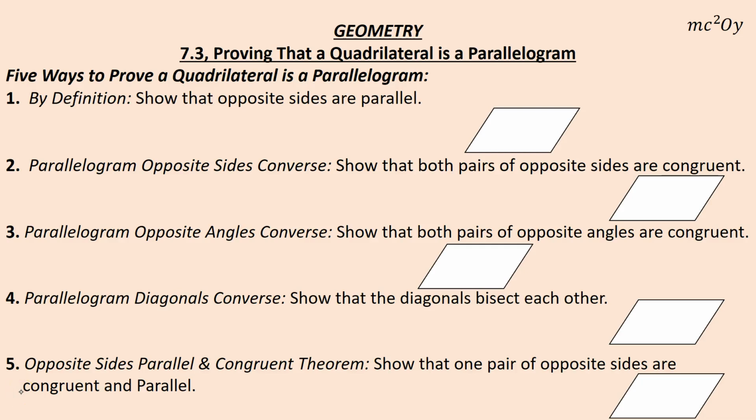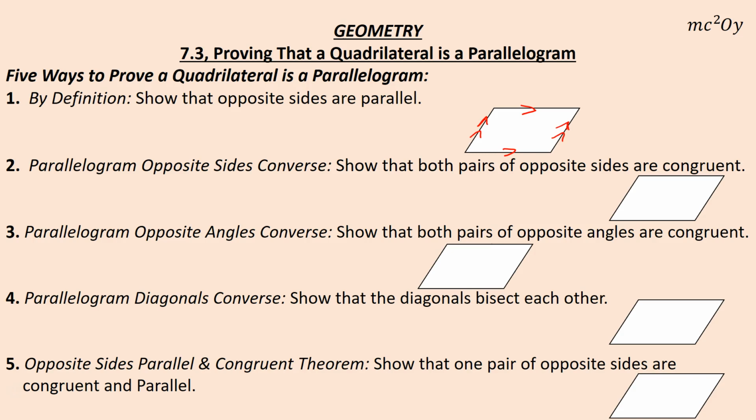All right, proving that a quadrilateral is a parallelogram. First, to review the 5 different ways, or 5 different properties that we know about parallelograms, which are the ways to prove that a quadrilateral is a parallelogram. So the first is by definition. We can show that opposite sides are parallel. So if one side is parallel to its opposite, and the other is parallel to its opposite, so we have 2 sets of parallel sides, then our quadrilateral is a parallelogram.